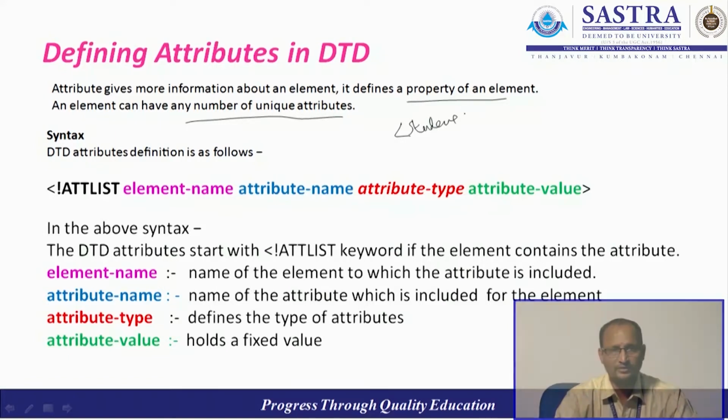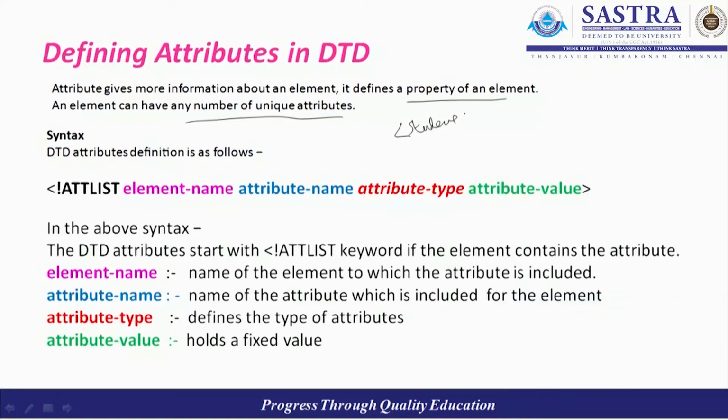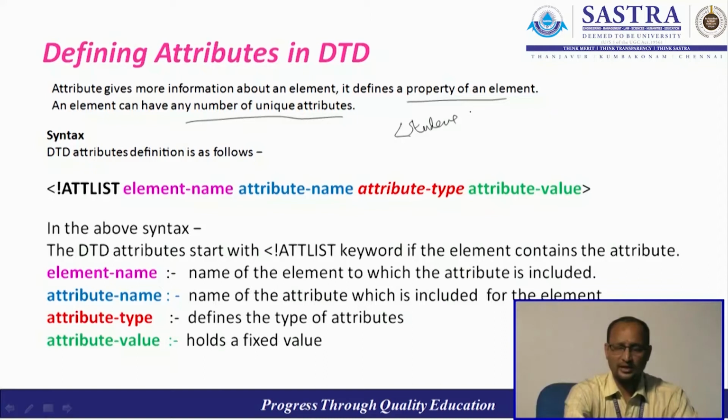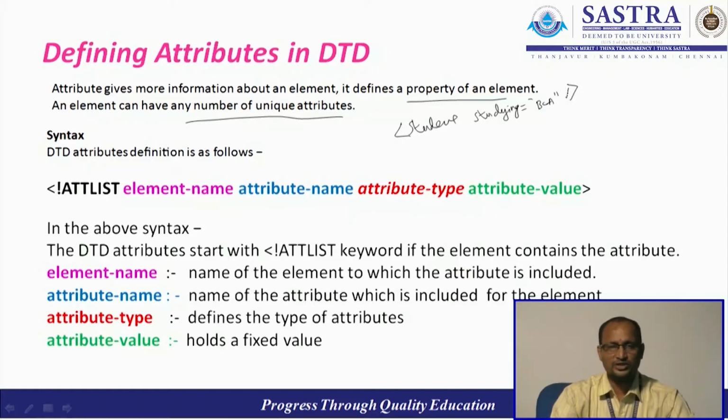If you want to give any additional information about student, say for example, I want to give studying. This is a valid attribute, with the value double quoted, which I have given as BCA, and I close this element. This is an element which is carrying a single attribute. The same attribute should not be repeated more than once for this particular element.